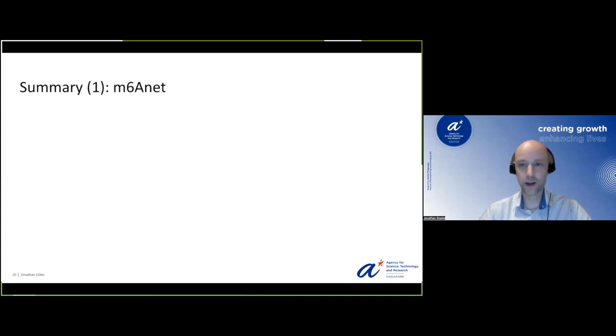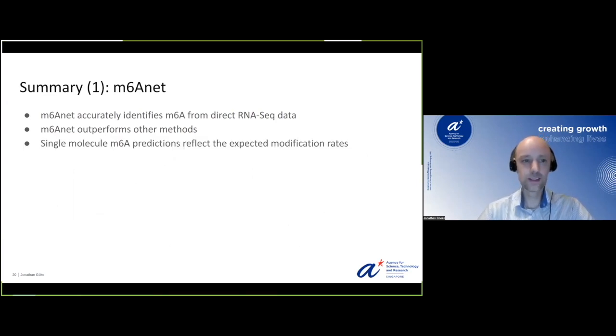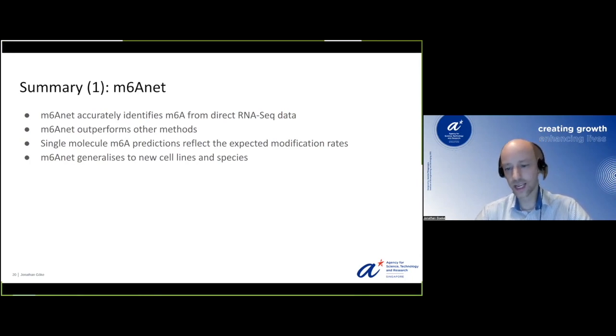Okay, to summarize the first part, I've shown that m6Anet seems to accurately identify m6A from direct RNA sequencing data. It has a very good performance also compared to other methods. And the single molecule predictions seem to reflect the expected modification rates. I've also shown that m6Anet generalizes to new cell lines and species, and it was one of the key aspects when we designed it, because we want to make sure that you can apply it to any sample of interest, not just the one that we have used for training. And so that's really clear. You can do that. There's no retraining and no additional data required. You can just apply it out of the box, at least for species that are similar enough to Arabidopsis and human.